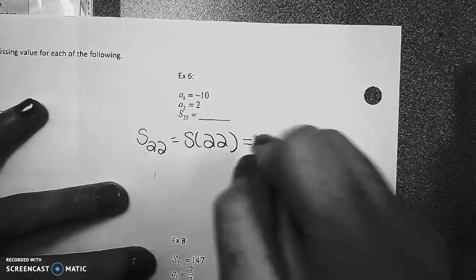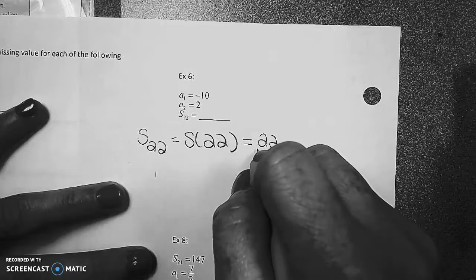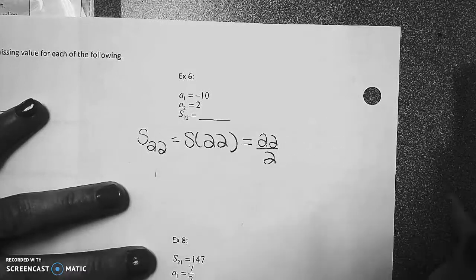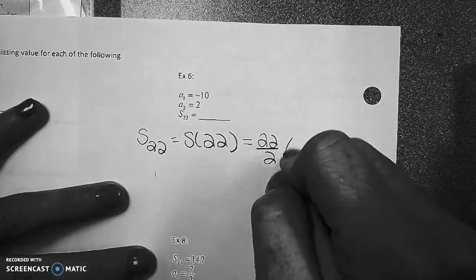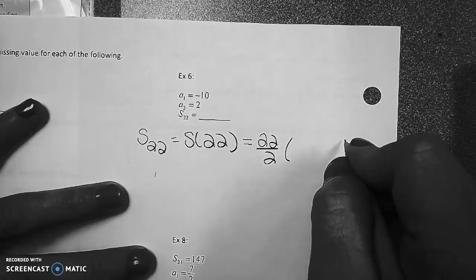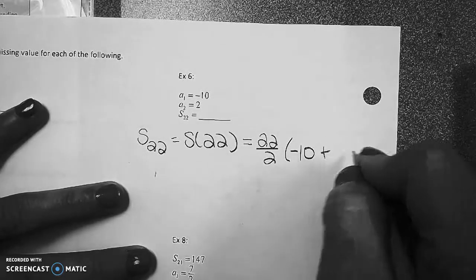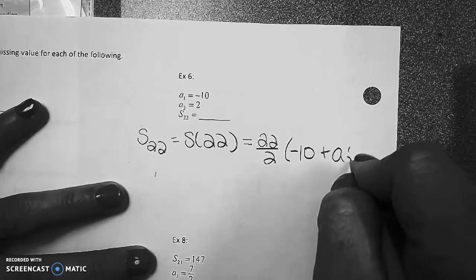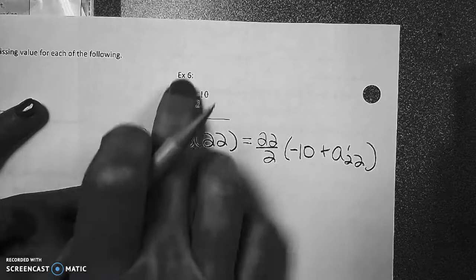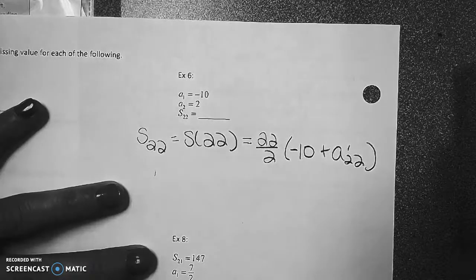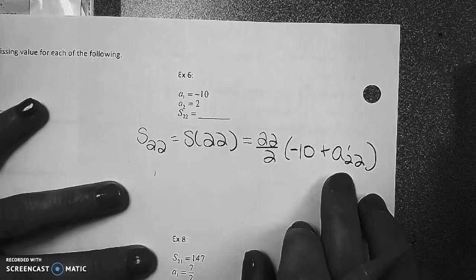So I do know that I'm looking for 22 terms. And I'm going to divide that by 2 because that means there's 11 pairs in that sum. I need to find what those pairs add to. So I do know A1 is -10. What I do not know is the value of that 22nd term. So that's what I need to find. I can take the information I have here, though, and use it to find the 22nd term.